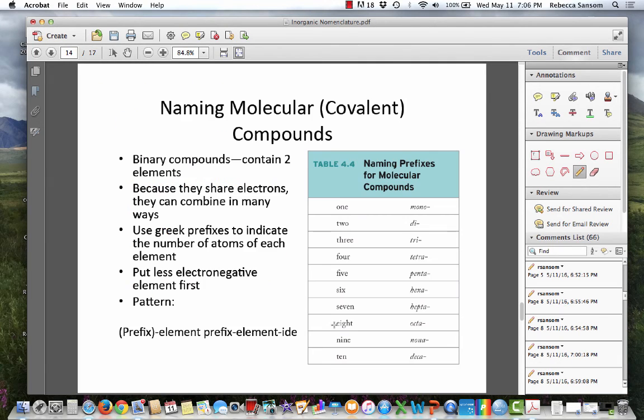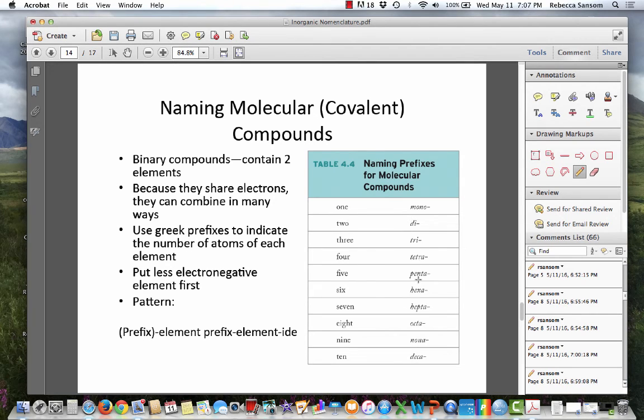Acids, done. Let's talk about covalent compounds. Thankfully, these are the easiest. You'll be grateful because we're almost done. Covalent compounds, we're only going to have binary compounds. They have 2 elements. Those are the ones that you'll have to name. Because covalent compounds share electrons, as the name suggests, they're sharing valence electrons, they can combine in a lot of different ways. So we use Greek prefixes to indicate the number of atoms of each element.